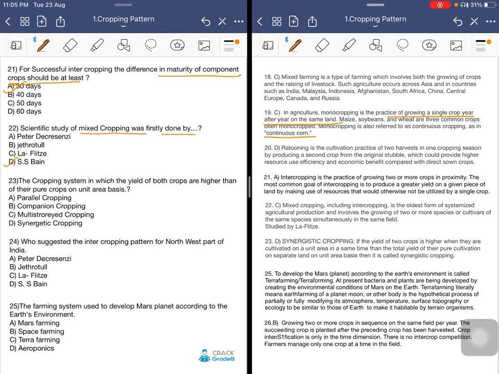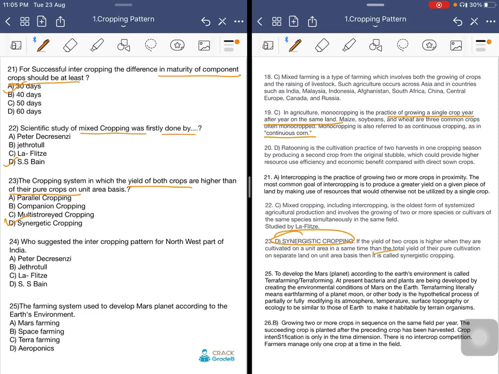Next: the cropping system in which the yield of both the crops is higher than in their pure stand is called synergetic cropping. The name itself indicates that we get a higher amount of production when they grow together, compared to when they are grown in a pure stand in different plots.